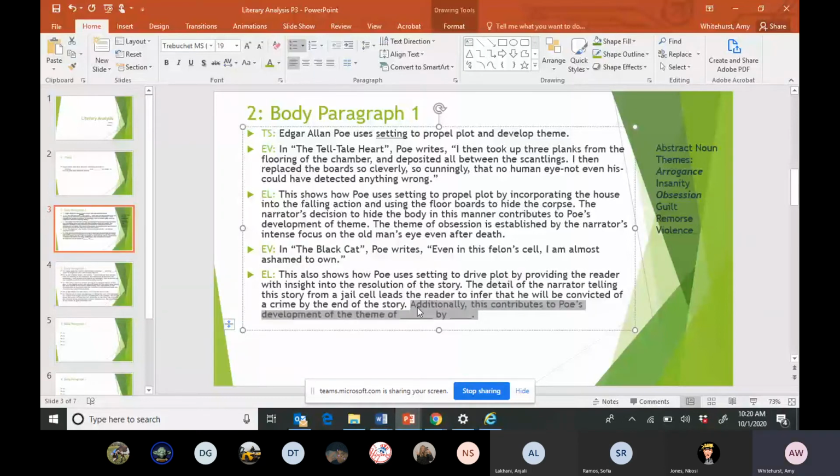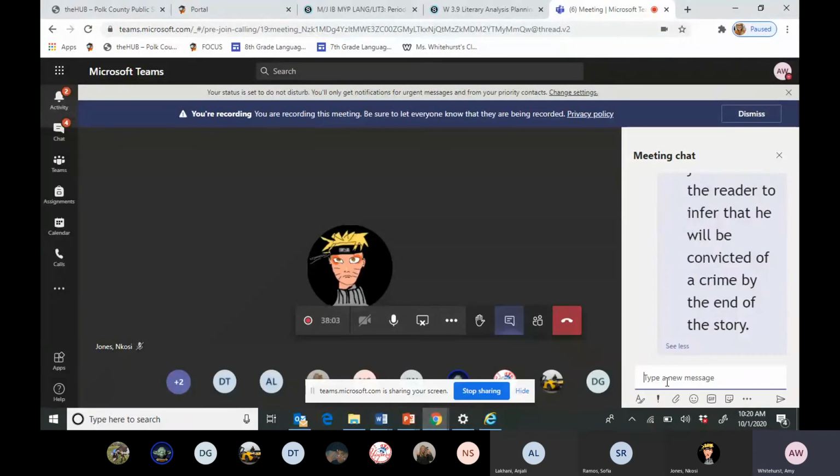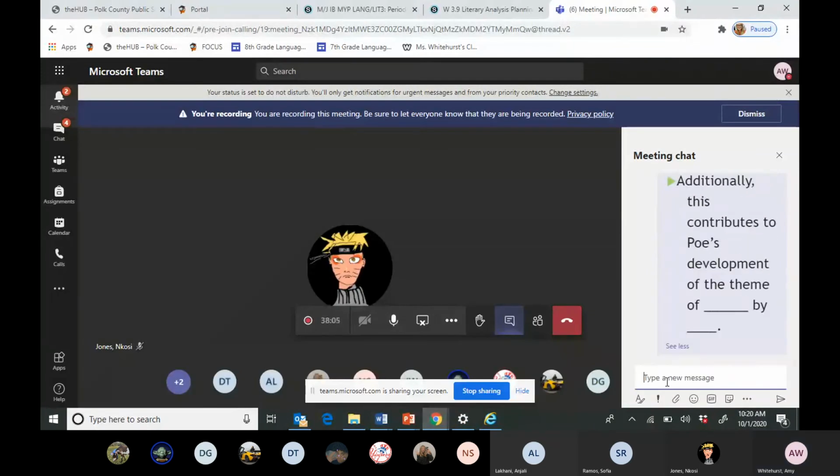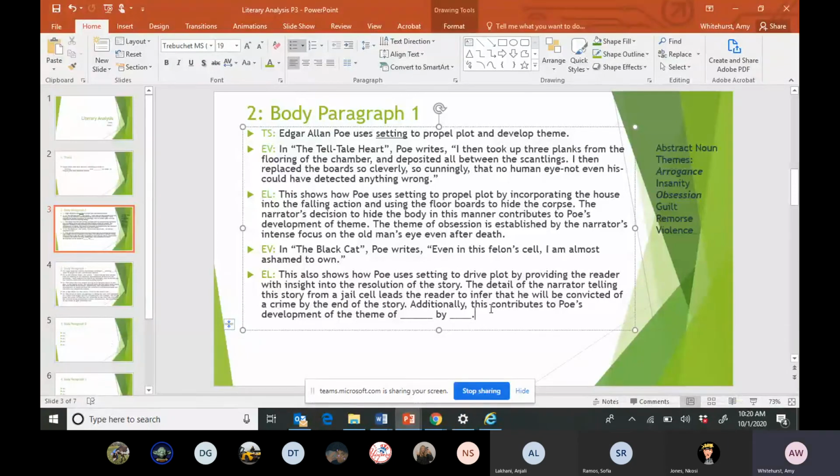And then what I added right here, I know I'm going a little quickly. I just want to make sure that we have enough time to finish this part. I added, additionally, this contributes to Poe's development of the theme of blank by blank.